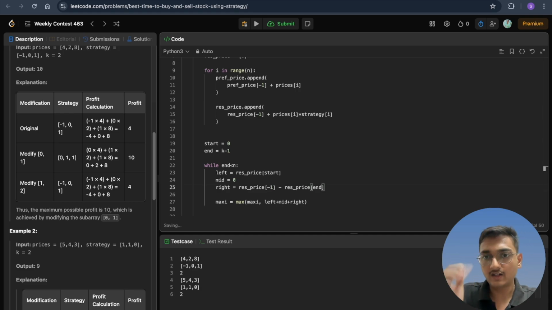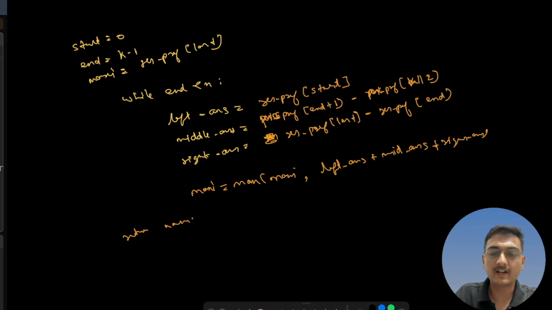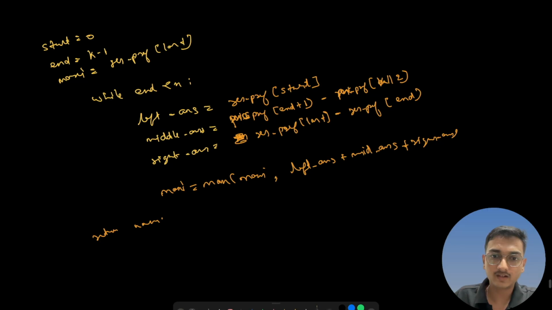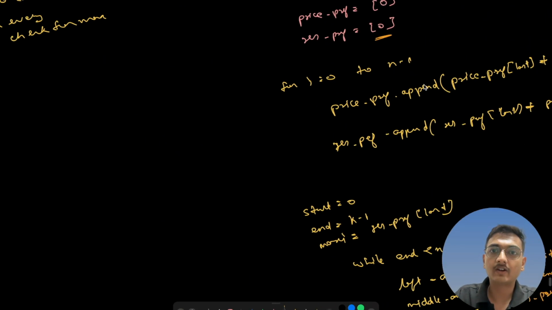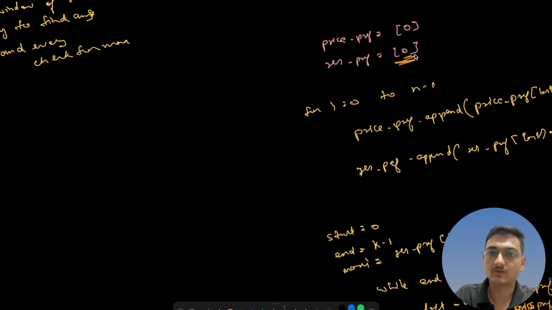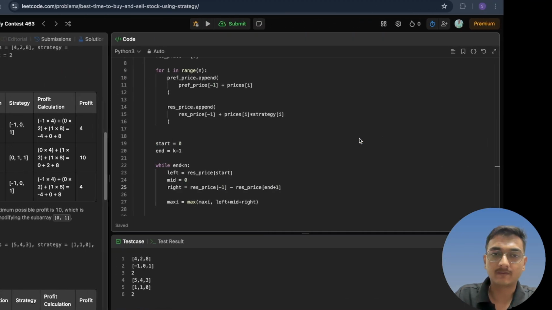And I think I need to go from end till end plus 1. Why end plus 1? I think it should be corrected here. It should be n plus 1. Why n plus 1? Because we have introduced this 0 at the last. Okay, so that's why. Okay, super.